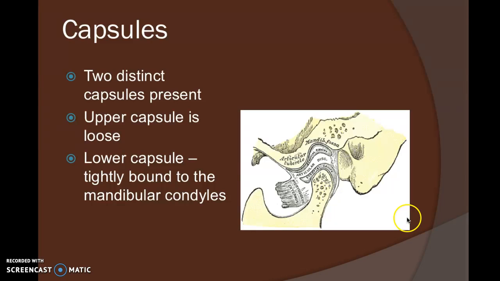So there are two distinct capsules of the superior and inferior aspect of the TMJ. The superior capsule is very loose, and the lower capsule is smaller and somewhat tightly bound to the mandibular condyles.